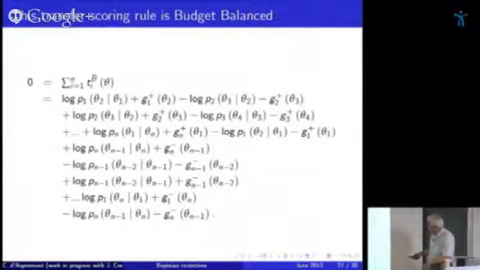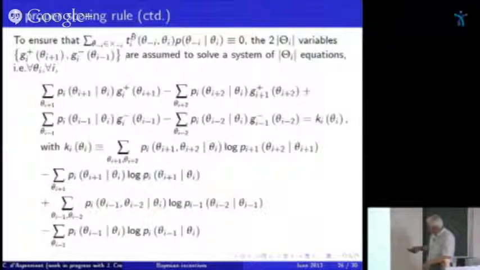And these variables should satisfy, oops, I'm going too quickly there. These variables should satisfy the second condition of condition B, which is this set of equalities, that it should be equal to 0. But we have 2 times theta_i variables, so we have a system of 2 times theta_i variables and theta_i equations.